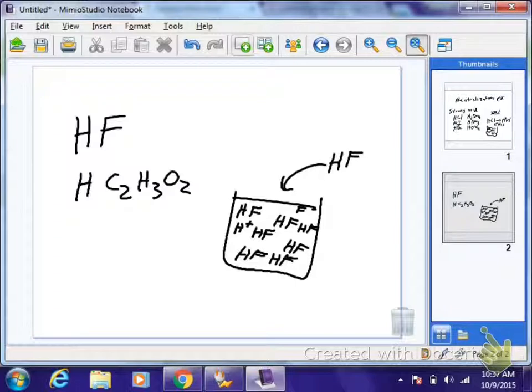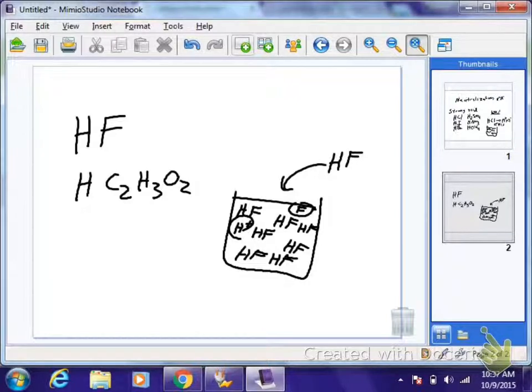But not very many of them break apart. There's one ion here, and the rest of them stay together. And that's probably not a good representation. It's probably like there's 99 HFs, and then there'll be one that would break apart into hydrogen and fluorine. So it's way less than 10%. Most of these are going to be 1 or 2% actually break apart.